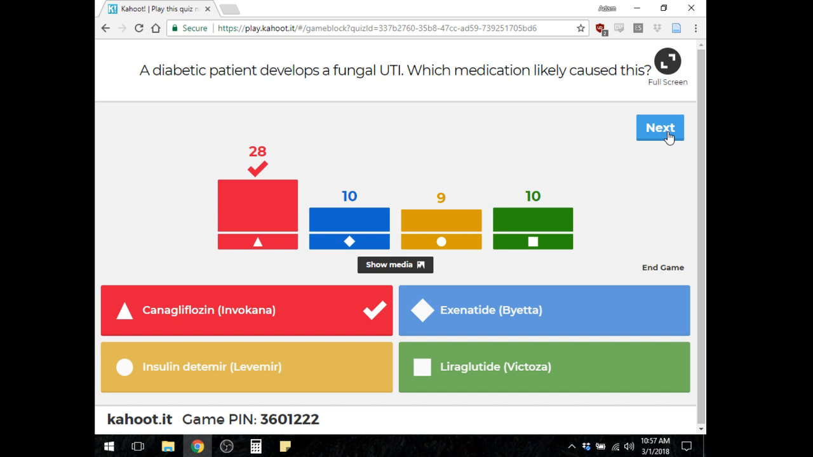So how about exenatide? What does that do? What kind of drug is that? Remember what animal it comes from? Remember the Gila monster? Right? So that's a GLP-1 agonist, right? So again, it's an incretin mimetic, is another name for those. Similarly, what other one has that same mechanism? The liraglutide, right? That fits in the same category of those incretin mimetics. And then certainly insulin detemir is insulin, so that would not cause that in this case. All right.